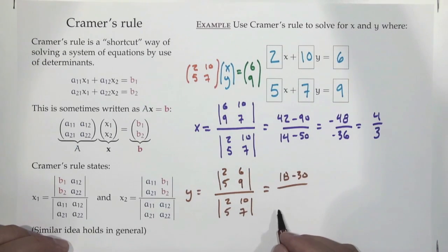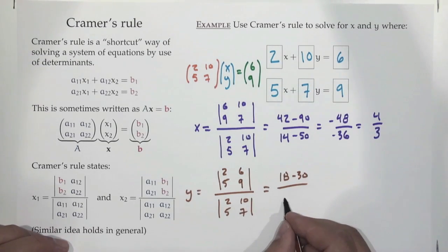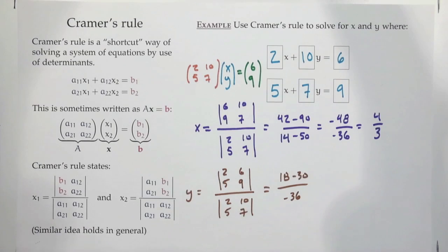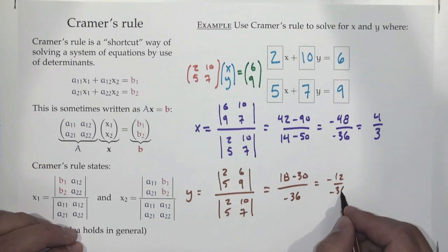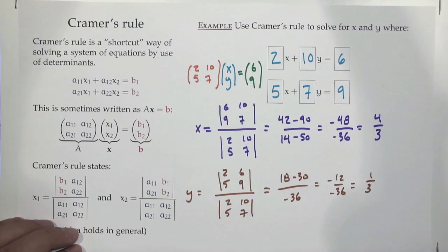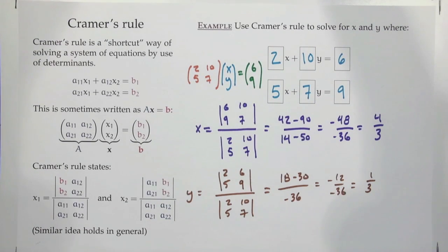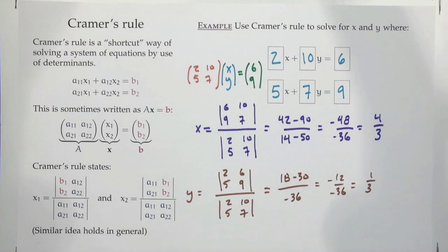Downstairs, what can we do? Yeah, we just have it up here. We might as well save ourselves some work. 18 subtract 30, negative 12. Negative 12 over negative 36 gives us 1/3. And there we go. So our answer turns out that the x and y for this particular system is actually pretty nice. It's 4/3 for x and 1/3 for y. And that's it. Life is good.